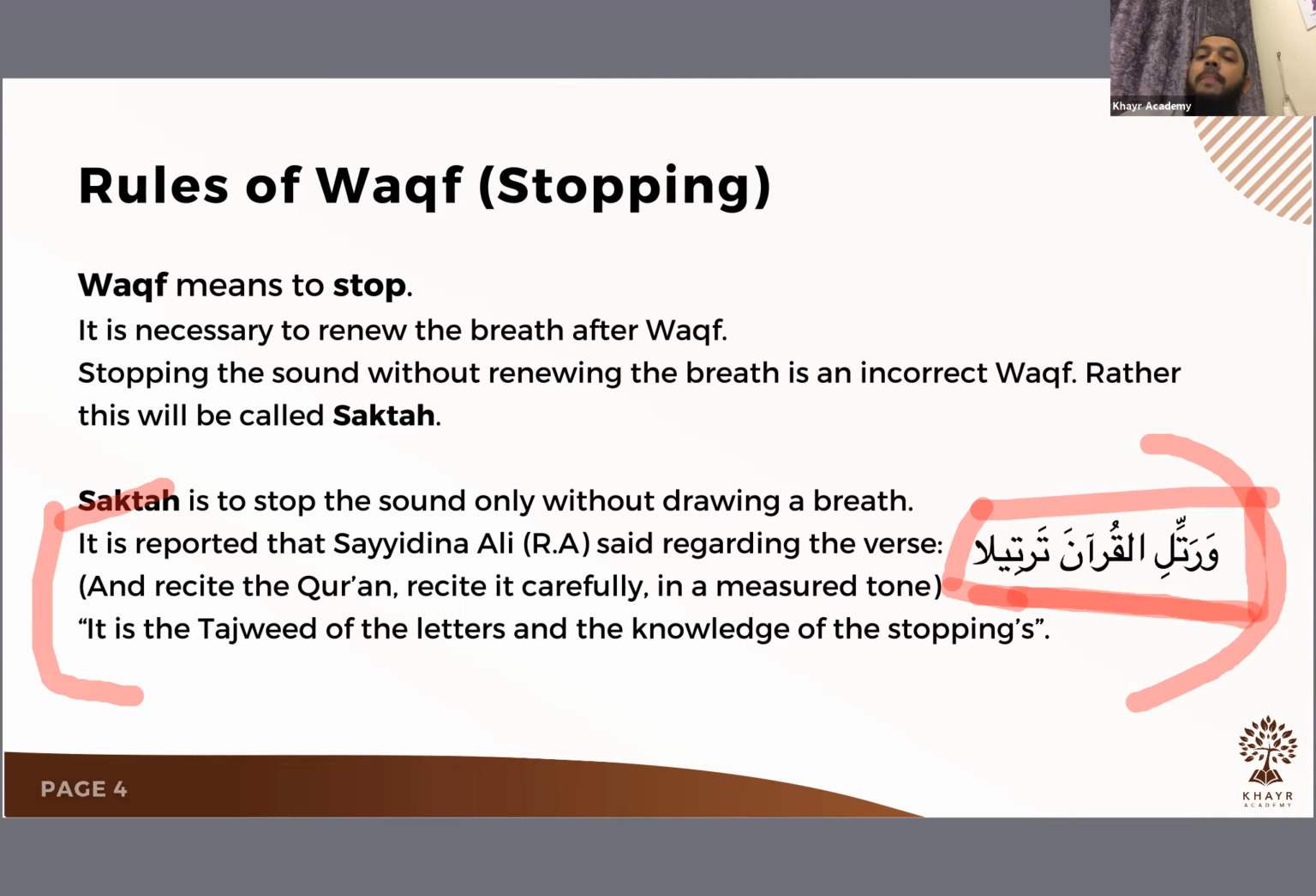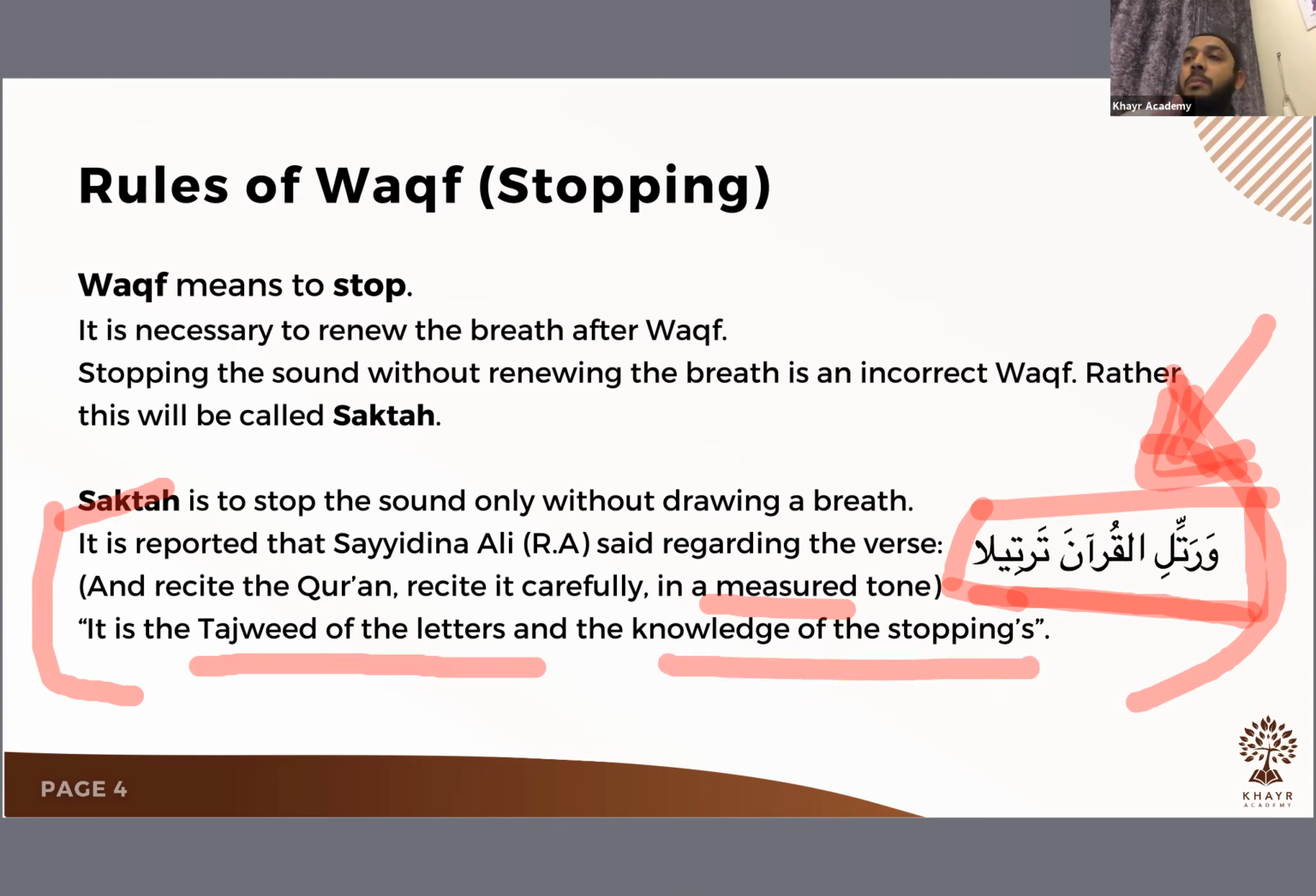What does measured way mean? Ali radiallahu anhu explained this verse. I'm sure I did bring this verse in the first module when we were doing the introduction. Ali radiallahu anhu says, measured way means that you should know the makhraj of the letters and the knowledge of stopping. Because if you know the makhraj of the letters but you just stop anywhere, that's wrong. And if it's the other way around, you know the stopping but you don't know the makhraj of the letters, so you're just going to mess everything up.